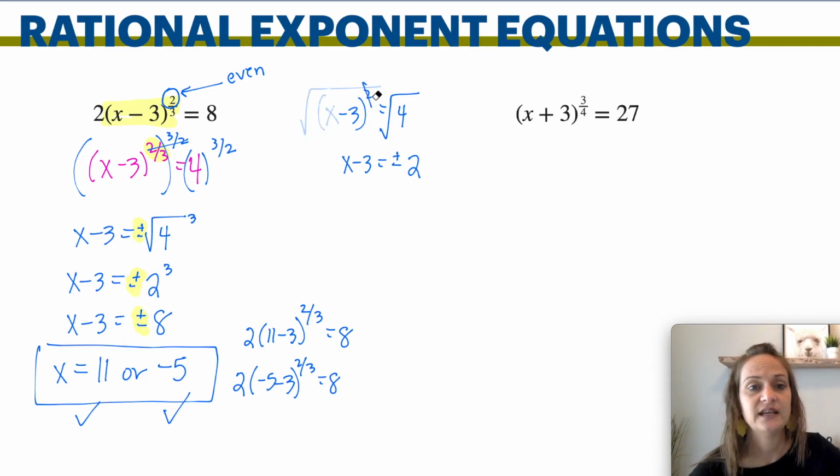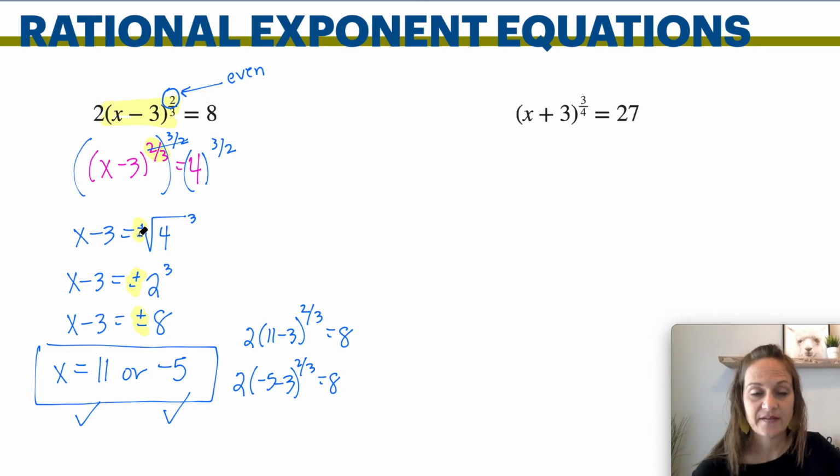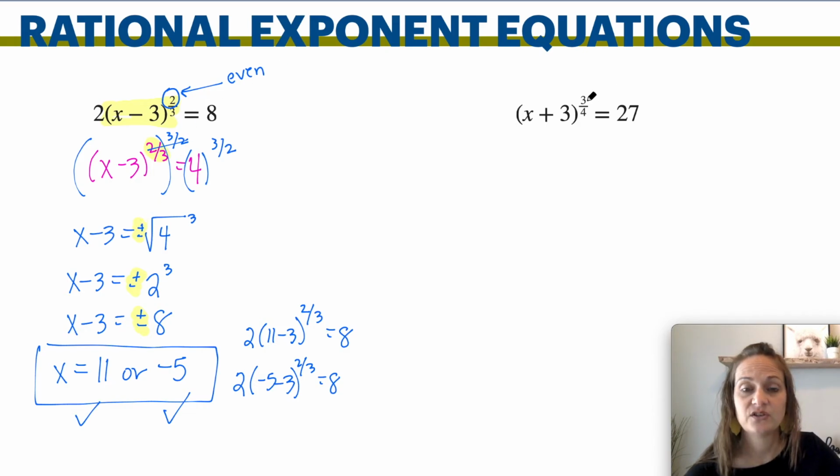Again, if you have a rational exponent and the numerator is even, you will have to do a plus or minus. So let's look at this. Is the numerator even? No, so we don't have to worry about it. We can just take the reciprocal. The reciprocal of 3/4 is 4/3, which means we'll take the 4/3 reciprocal on the other side.